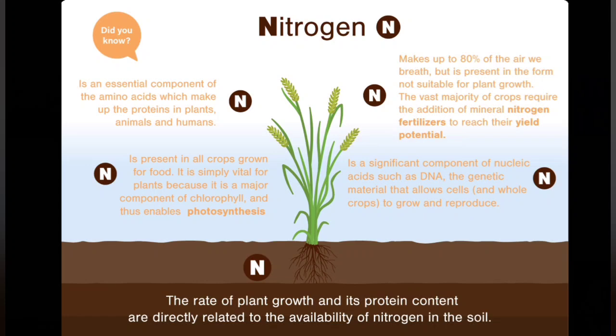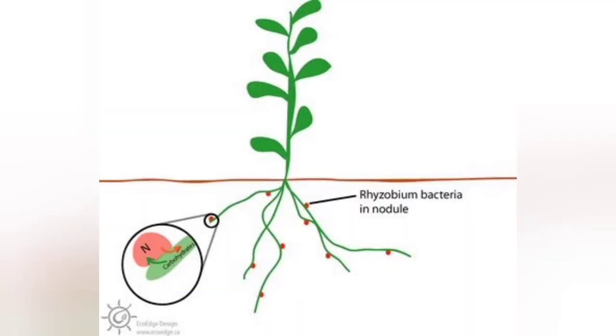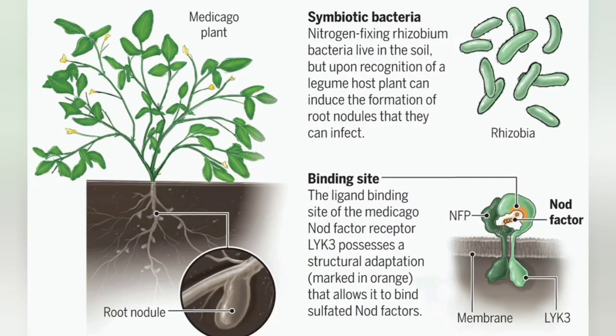Nitrogen is often in limited supply in soil, but plants are able to obtain it through a process known as nitrogen fixation, whereby certain bacteria convert atmospheric nitrogen into a form that is usable by plants. Additionally, some plants are able to form symbiotic relationships with nitrogen-fixing bacteria that live in their roots, providing them with a constant supply of nitrogen.